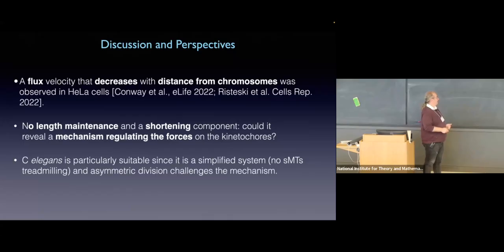And now I will finish by telling you that for that, probably C. elegans is a convenient system because it's much less complicated than the human cell, I have the feeling, because we have no depolymerization of the microtubule at the pole. So we have fixed spindle microtubule.